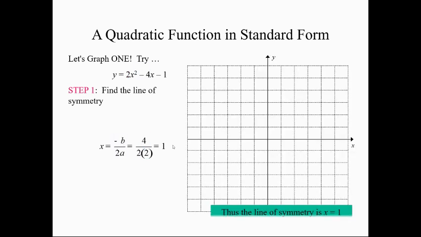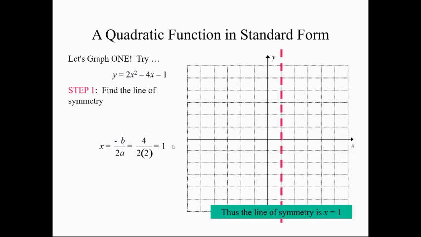y equals 2x squared minus 4x minus 1. This is in standard form. Our a value is 2. Our b value is negative 4. C is negative 1. First things first, find the line of symmetry. Well, x is equal to the opposite of b over 2 times a. The opposite of negative 4 is positive 4. The a value is 2. 2 times 2 is 4. 4 divided by 4 is 1. So our axis of symmetry is at x equals 1.